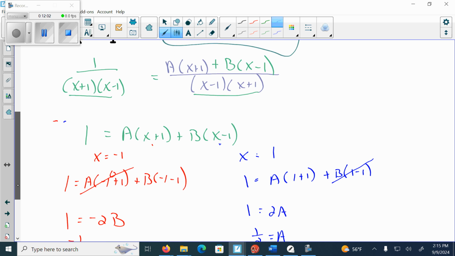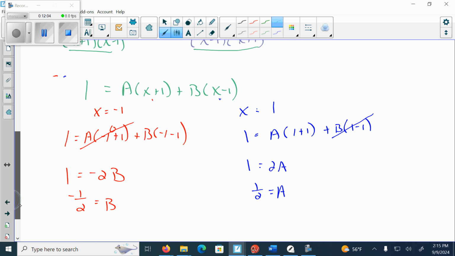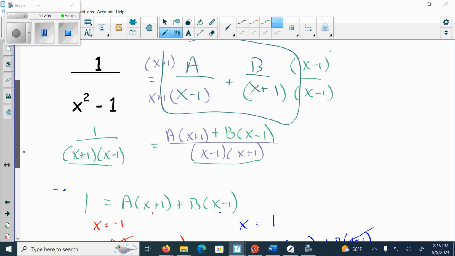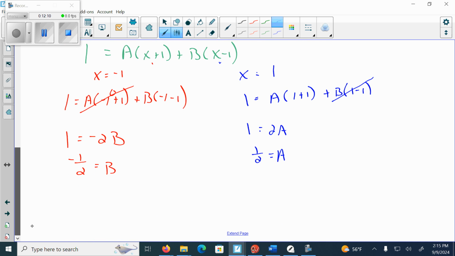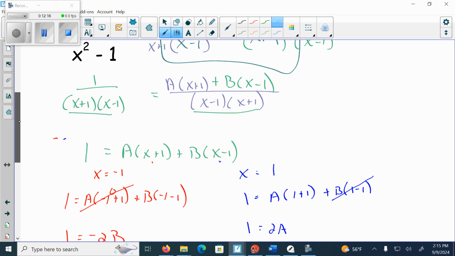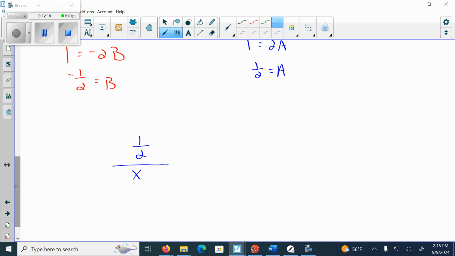So I'm going to put those back into my original equation, like that I started up here with. So my a was over the x minus 1. So I'm going to have 1/2 over x, what did I just say? Minus 1 plus, oh, actually it's minus 1/2 over x plus 1. Something like that.